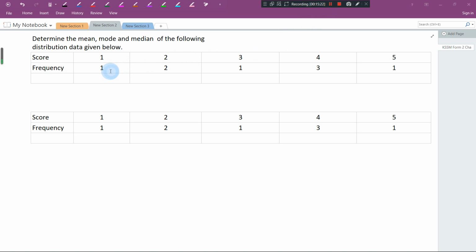Okay, let's try this second question. Determine the mean, mode, and median. So now the data is given in the frequency table form. How do we get the answers if the data is given in this form? Every time, they will arrange the data nicely for you, from the smallest to the largest. Now we can get the mean, mode, and median this way.